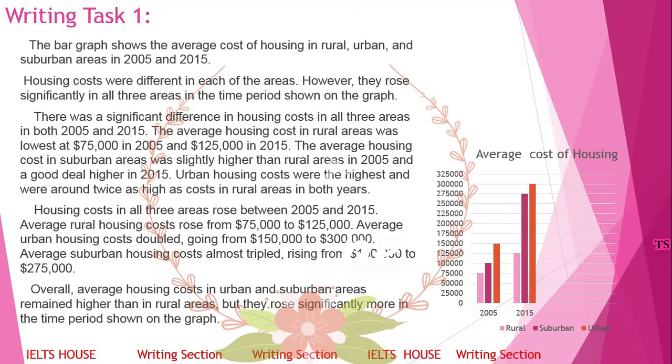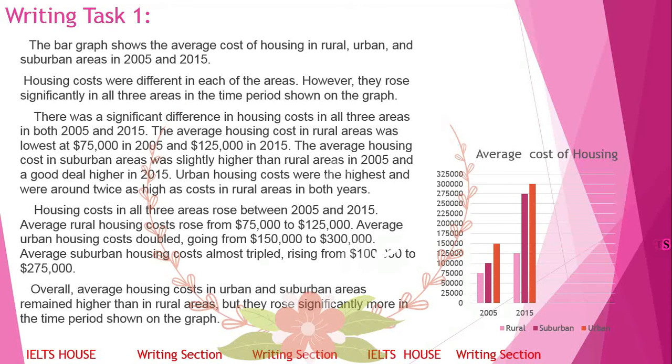Housing costs in all three areas rose between 2005 and 2015. Average rural housing costs rose from $75,000 to $125,000.